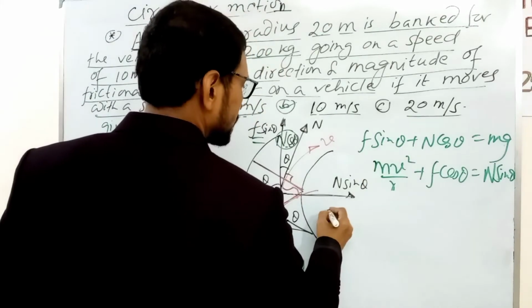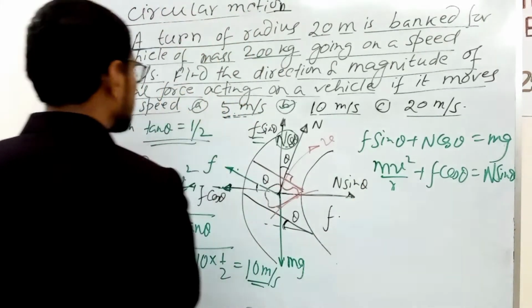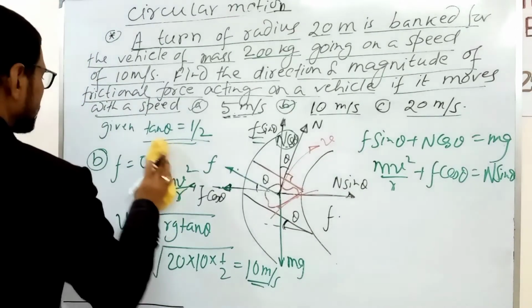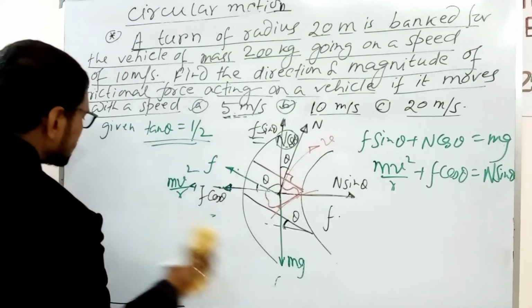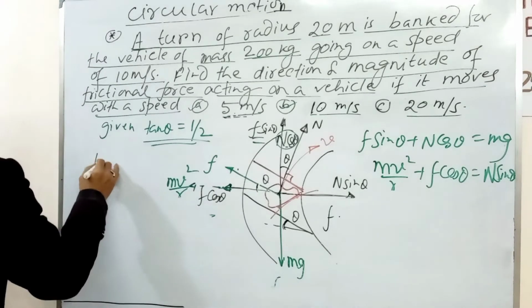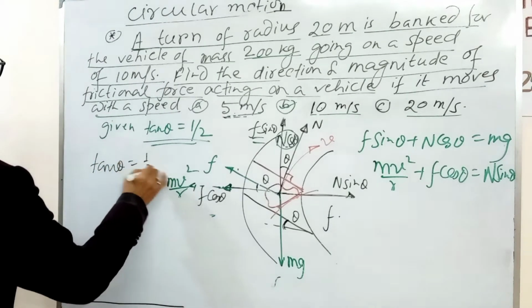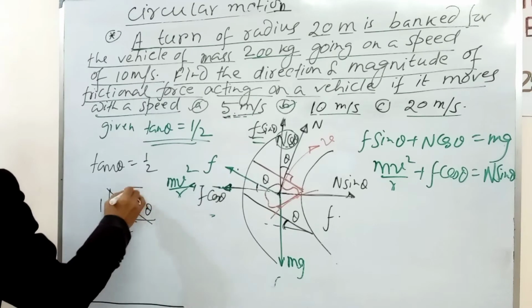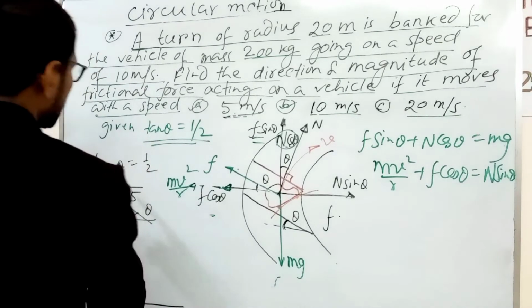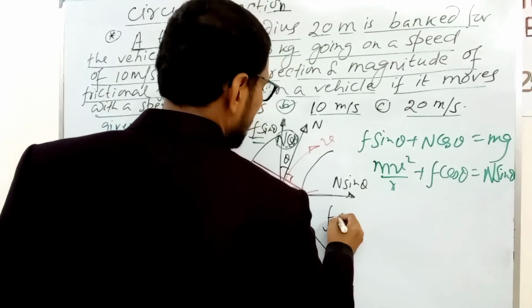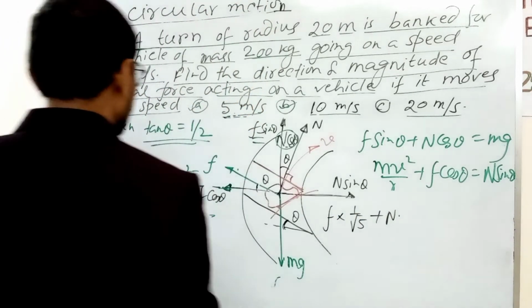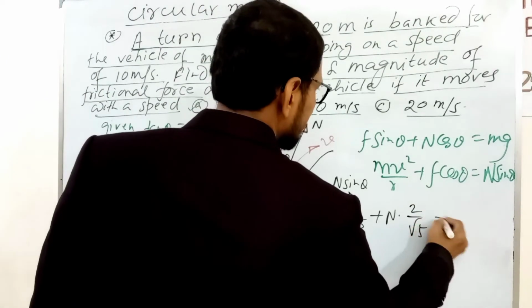Now f into sin theta, now put tan theta equal to half. From this we get sin theta and cos theta. This is theta, sin theta, this is root over 5. So sin theta equals 1 by root over 5. So f into sin theta, 1 by root over 5, plus n into cos theta, which is 2 by root over 5, equals mg.